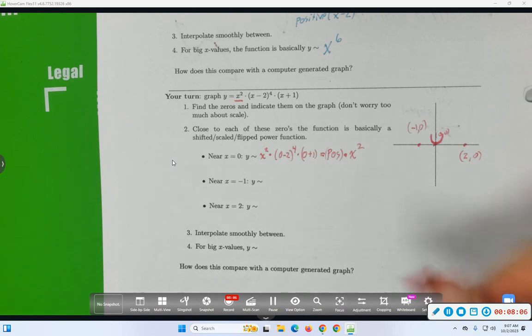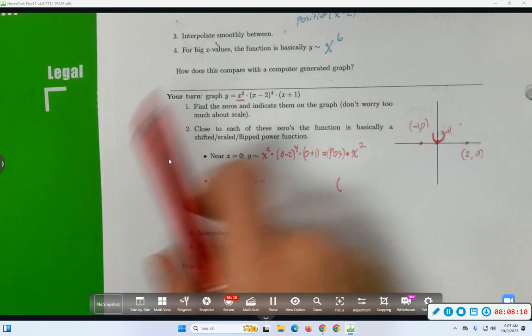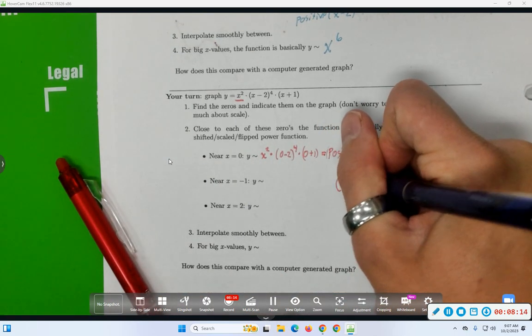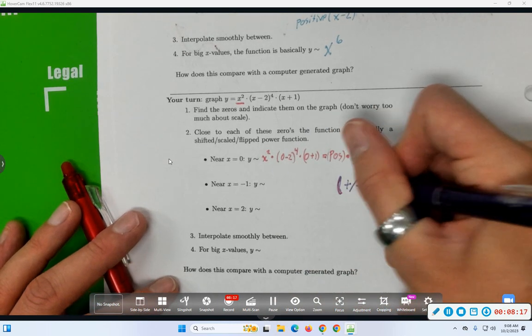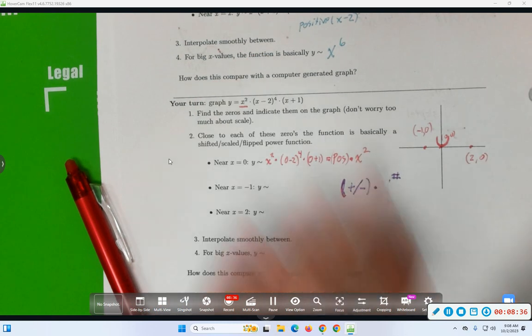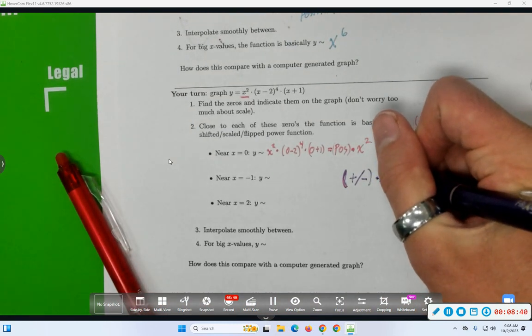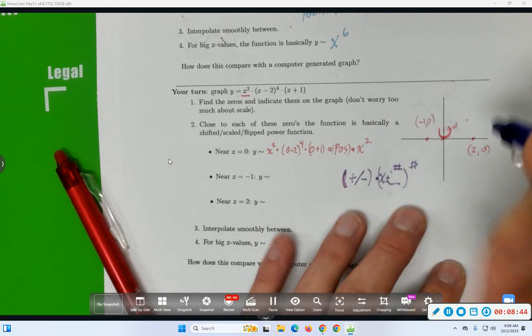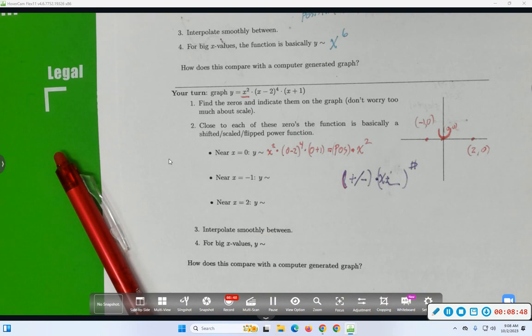So for each of these, I think the type of answer that I want is something that's either positive or negative times x to a power. So near x equals, oh, not x to a power. This would be a shift. X plus or minus a little bit to a power. So, near x equals -1, what is this function close to?